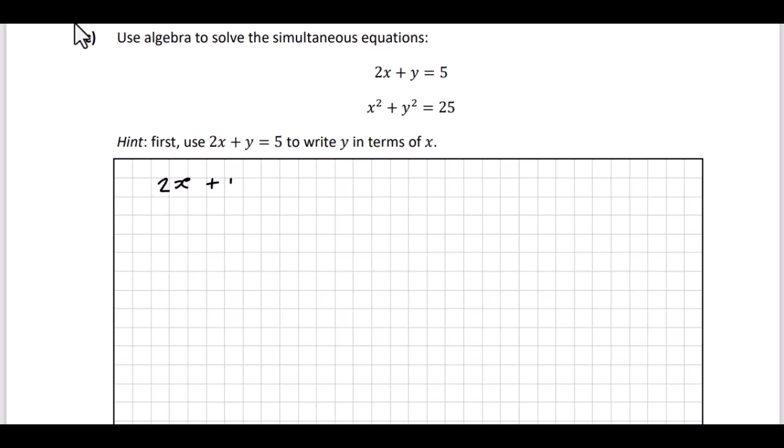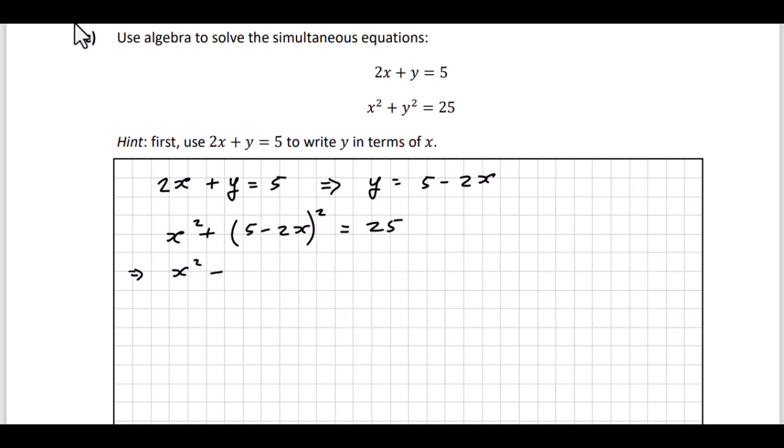So I'm going to take 2x plus y is equal to 5. I'm going to rearrange it so that y is equal to 5 minus 2x. So now I have y in terms of x. So what I can do is take the right hand side of this and substitute it into the second equation. The second equation is x squared plus y squared. Now I have y already as 5 minus 2x. That's my y from the first thing I've done, which I've got to square, and that's equal to 25. So now I've got an equation with only x's in it, so I can work out what x is. So let's work through that.